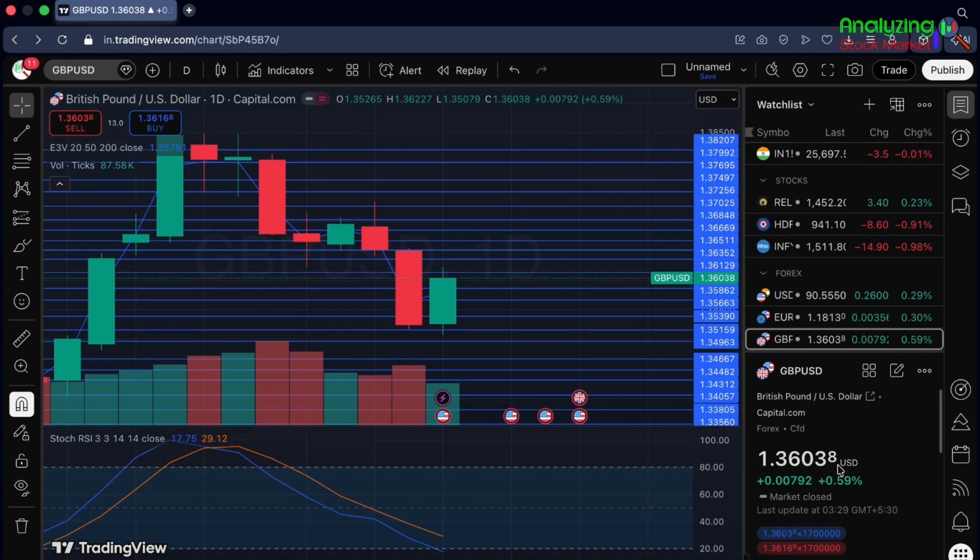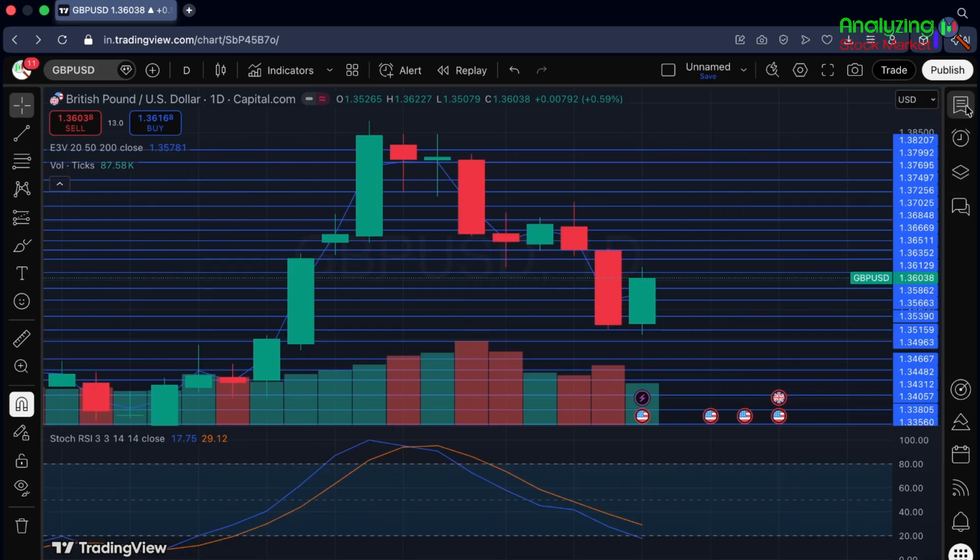I'll also be marking some important support zones and resistance zones which will help you to take better stop loss and target levels according to your bias. And also I'll be marking some important levels which will help you to take better trades for this week, according to my analysis and previous week movement.